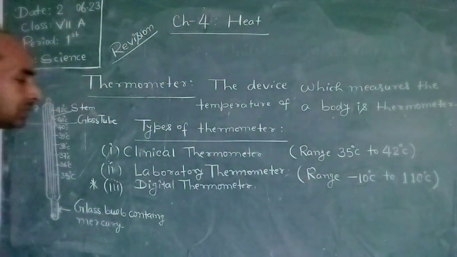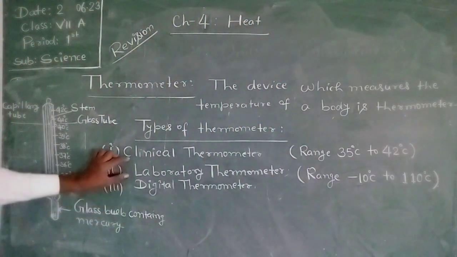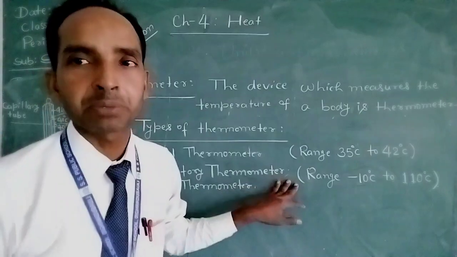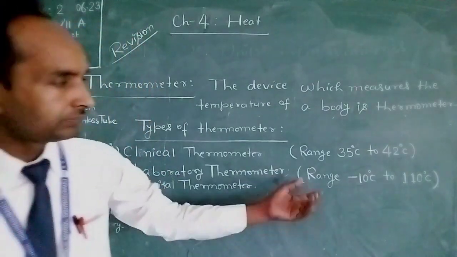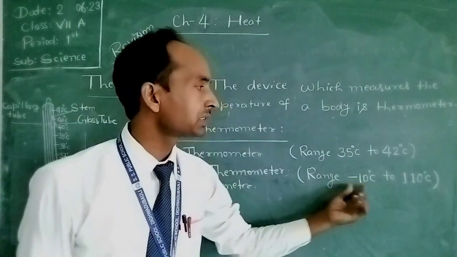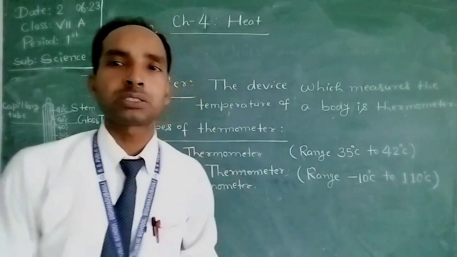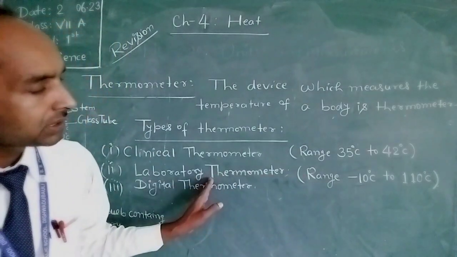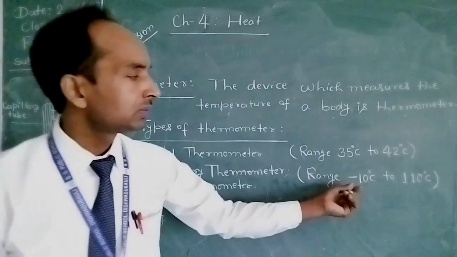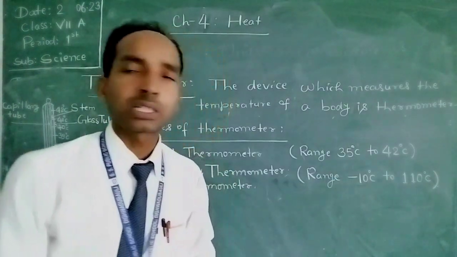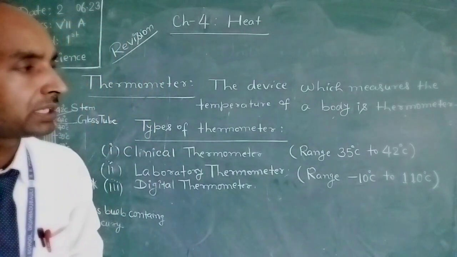Now the next thermometer is the laboratory thermometer. This thermometer is used in the laboratory for experiment purposes, and the range of this thermometer is -10 degrees Celsius to 110 degrees Celsius. So this thermometer can measure temperature from -10 degrees Celsius, and the highest temperature it can measure is 110 degrees Celsius.